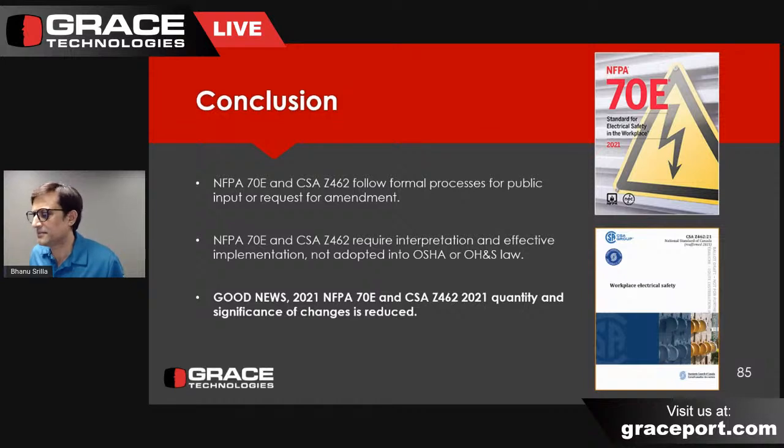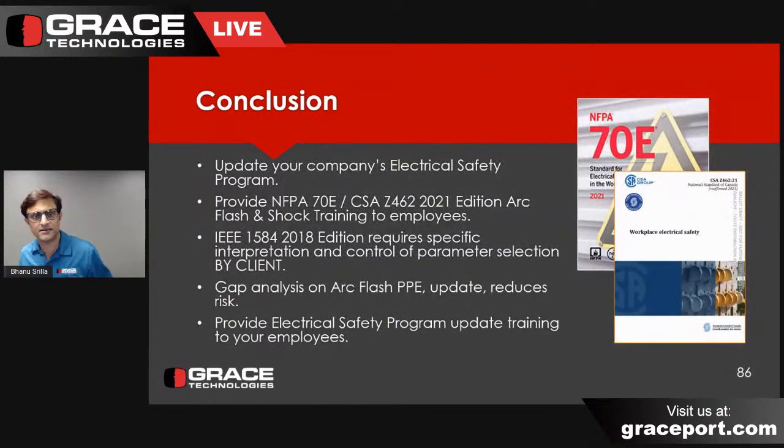Again, you need to interpret these standards. You need to be reasonable and practical, and you need to look through them. You can't say the permit's required for every energized work task; it's not, as an example. And if you can't sort it out, get help. So update your company's electrical safety program, and provide updated arc flash and shock training. IEEE 1584 requires specific interpretation and control panel parameter selection, which I briefly reviewed. As the owner of the electrical equipment, challenge the electrical engineer doing the study for you, get them to educate you so you understand the decisions they're making for you. You need to be part of that decision-making process and the parameter selection.